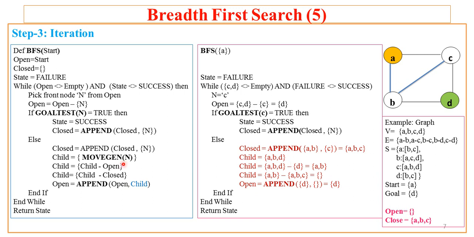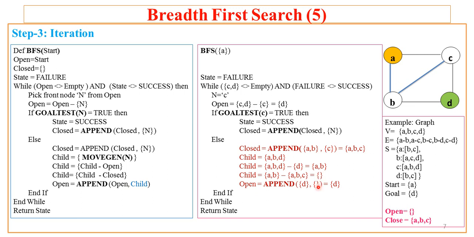Now we try to remove the nodes which are already present either in open or closed. Now in open we have D, so that D will be removed from the current child, and what is left in child is A and B. Now from this A and B, the elements present in closed are also removed. So what is there in closed? ABC, and what is there in child? AB. So this A and B both will be removed from child and child will be empty.